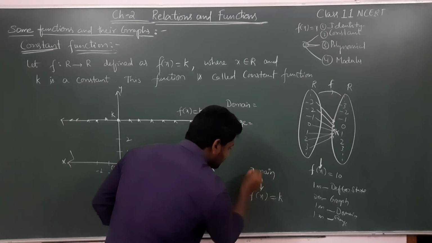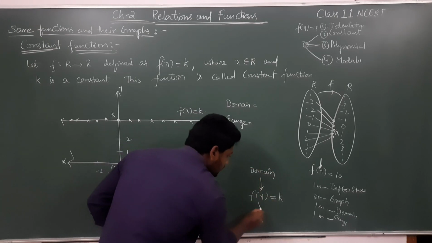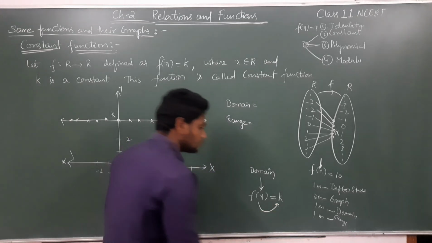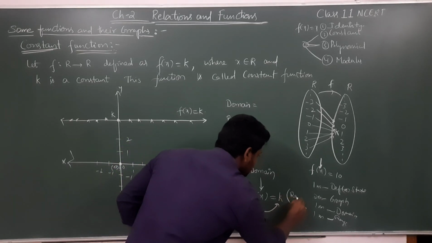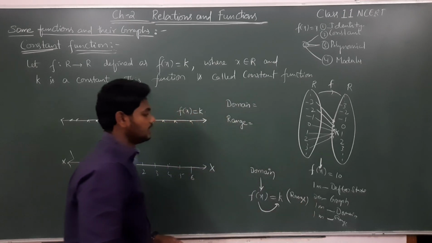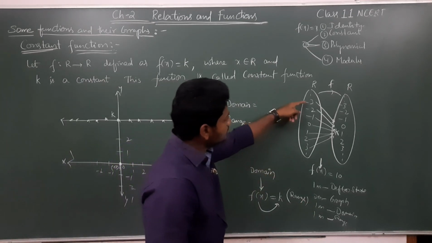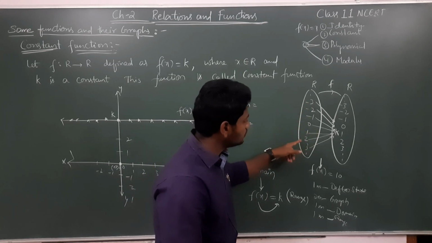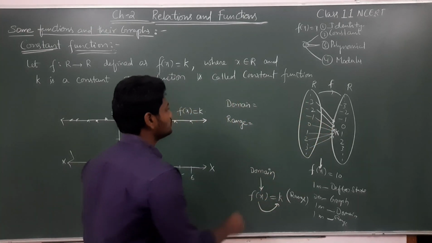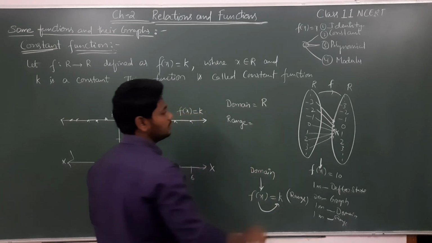That function, after substituting the domain, whatever it gives as a result, that we will consider as the range. Now what is domain? What can we substitute instead of x? You can substitute negative numbers, 0, positive numbers, every number you can substitute. So domain is real numbers.